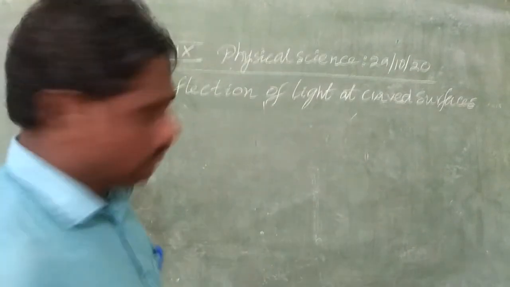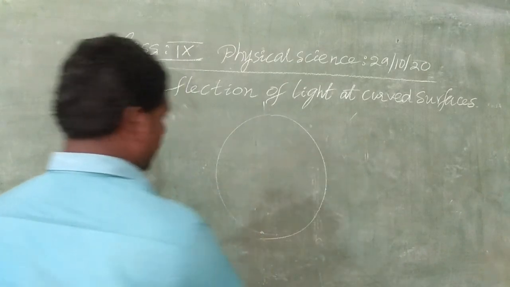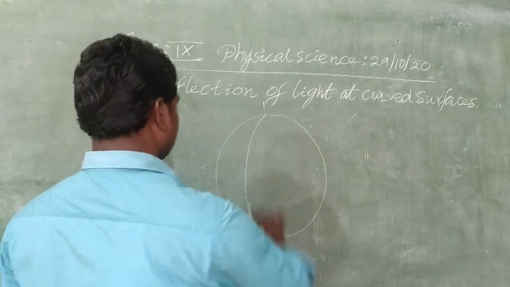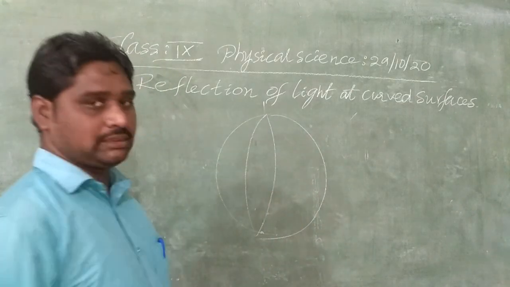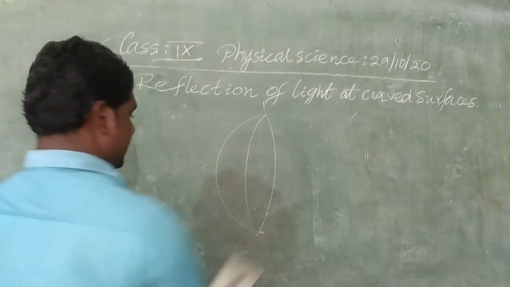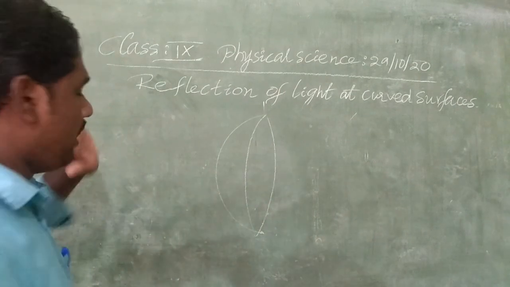Now we take a hollow sphere. This sphere is cut into two parts. Now we take one half of the hollow sphere and look at it. We observe that the half of the hollow sphere has two surfaces.